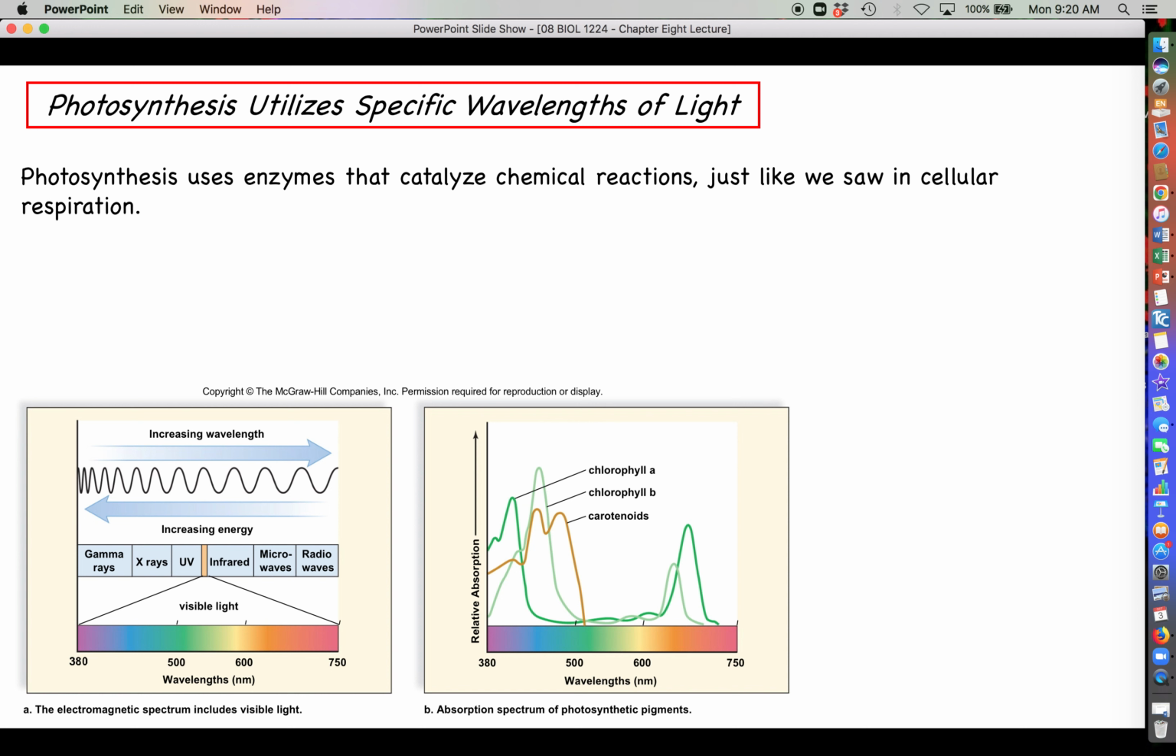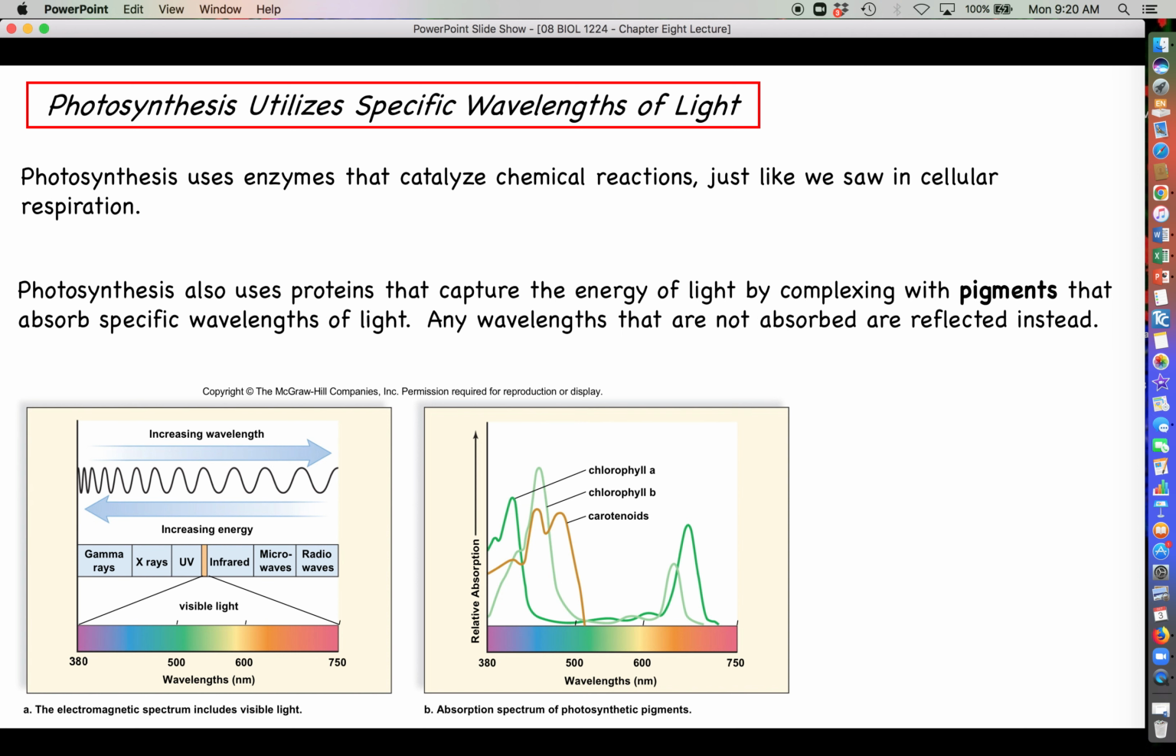So the reason why we bring this up is that photosynthesis is going to make use of enzymes that catalyze chemical reactions, and photosynthesis is also going to use proteins that are involved in capturing the energy of light by complexing with pigments that only absorb very specific wavelengths of light. So understanding that light comes in all different varying wavelengths is a very important thing for us to get out of the way.